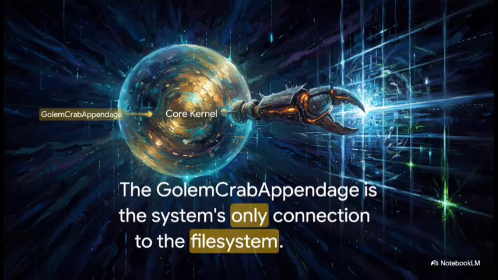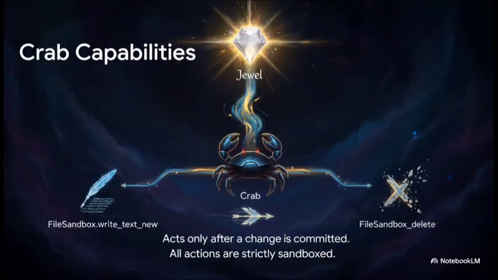And a name, Golem Crab Appendage, is pretty much perfect. It's a specialized tool. It's the golem's hands, the one and only part of this organism that's allowed to reach out and actually touch the computer's file system. It's completely separate from that core kernel. So what can these hands do? Well, the basics. Write new files, move them, delete them.